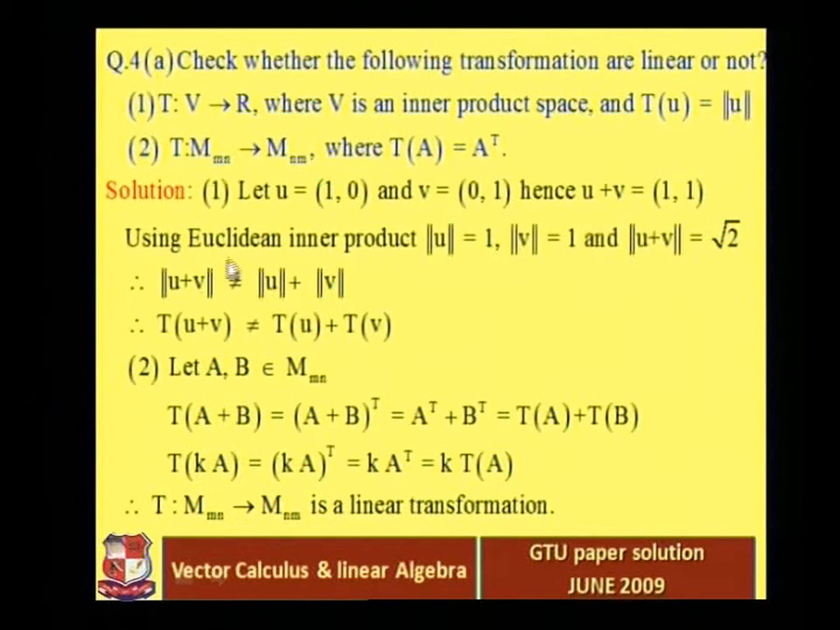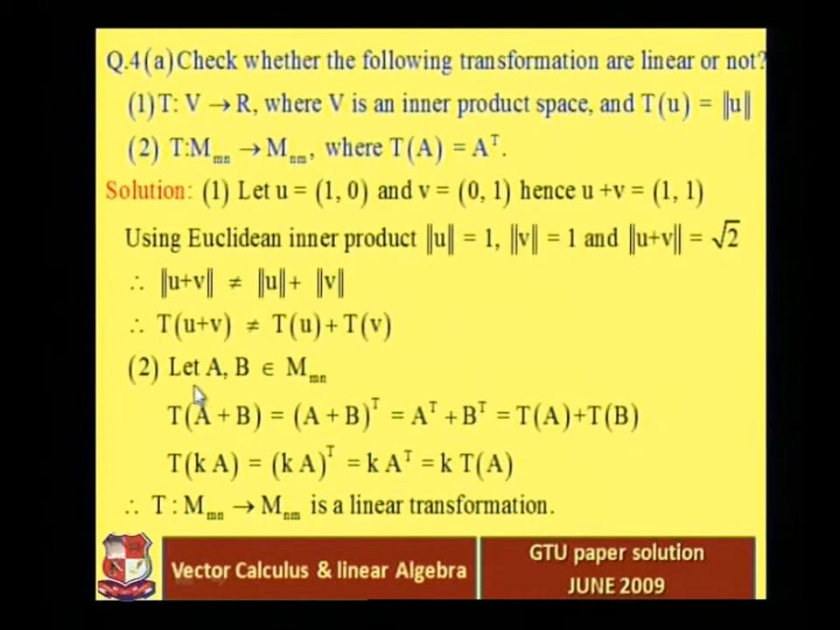So norm of U plus V is not equal to norm U plus norm V. Clearly, because norm of U plus V is equal to root 2, and norm U plus norm V is 2. Root 2 is not equal to 2, that is clear. So T of U plus V is not equal to T of U plus T of V. So the first condition for a linear transformation fails here. That's why we can say that the given transformation is not a linear transformation, right?